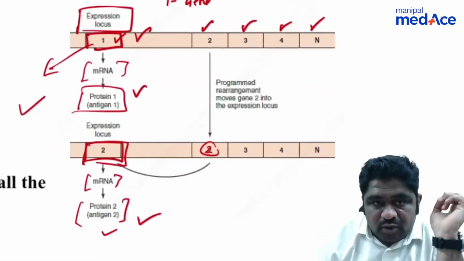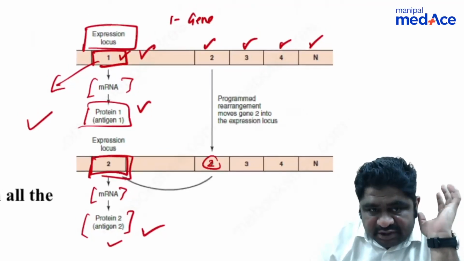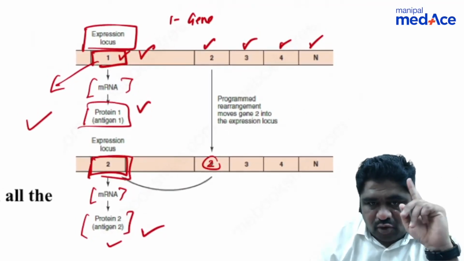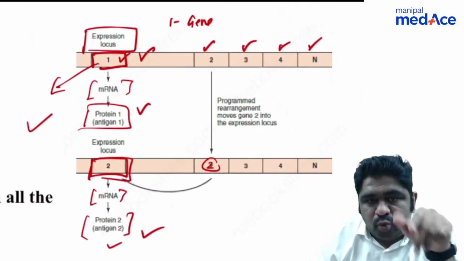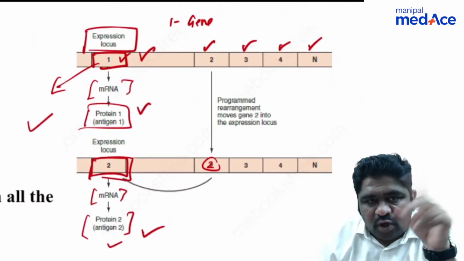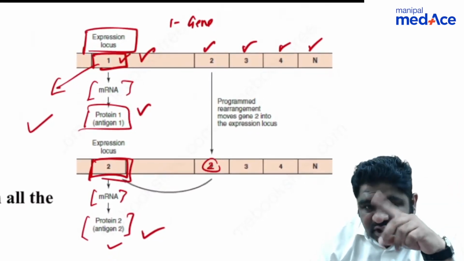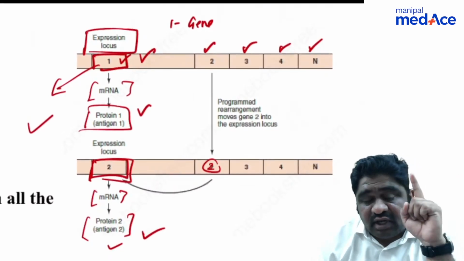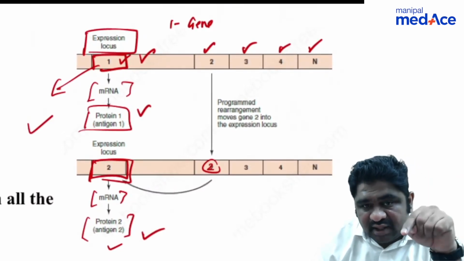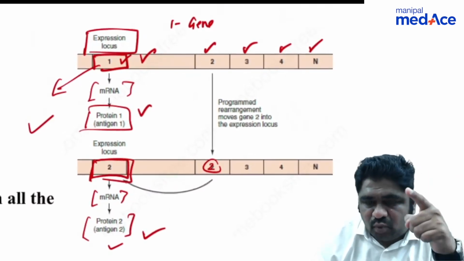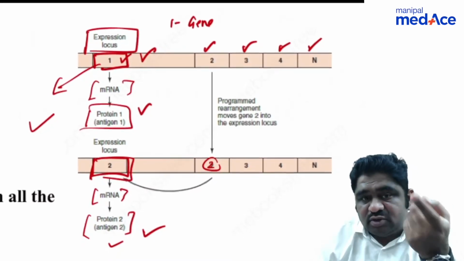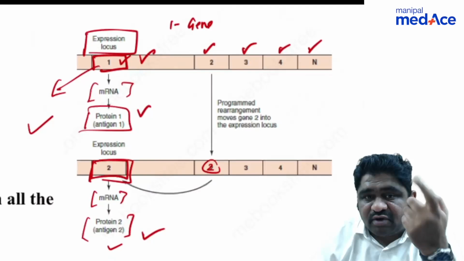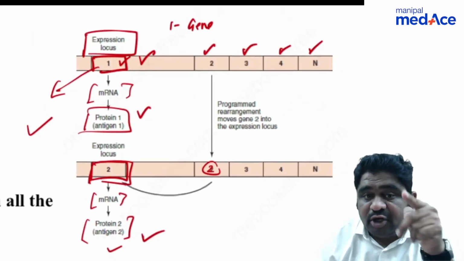See, first thing I told you is how to understand this picture in the first place. First, you had expression locus 1. That is, gene 1 was present in the expression locus. Then gene 2 went and sat in the expression locus. So 1 was knocked off. When 1 gene was present in the expression locus, that gene's mRNA came out and gave you protein 1, which was antigen 1. Now, at the same position, gene 2 has come. Now, gene 2's mRNA is produced, from which protein 2 is produced. Protein 2 is antigen 2.